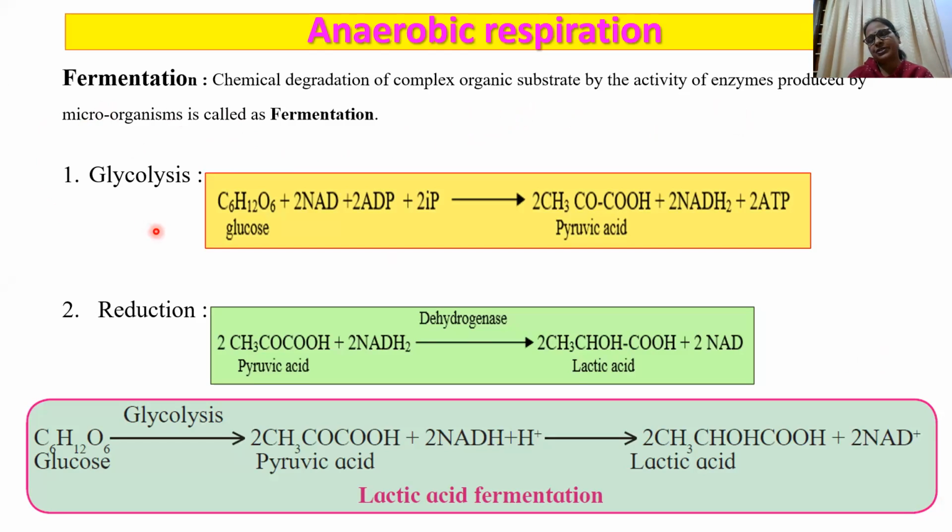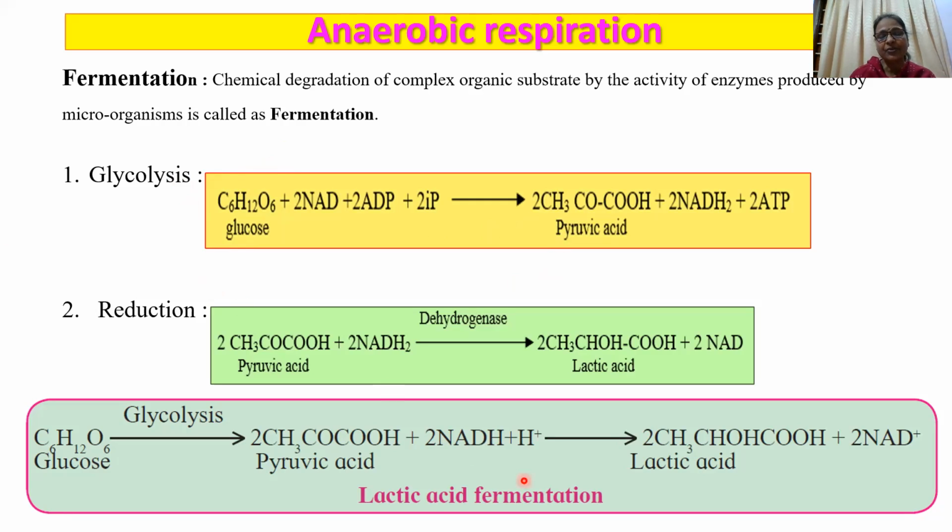Glycolysis is a common step for aerobic respiration and anaerobic respiration. So naturally in fermentation also, glycolysis is the very first and common process, where glucose is incompletely oxidized into 2 molecules of pyruvic acid. That we'll see in detail. This is not a single step reaction. It is a multi-step reaction. We'll see in detail in the next lecture. So the very first step of fermentation is glycolysis.